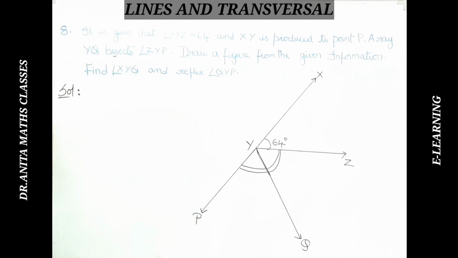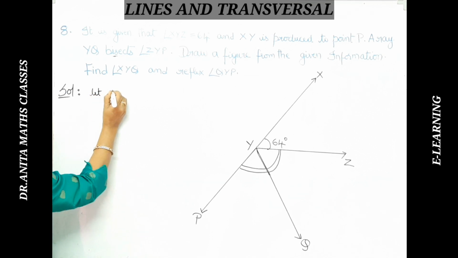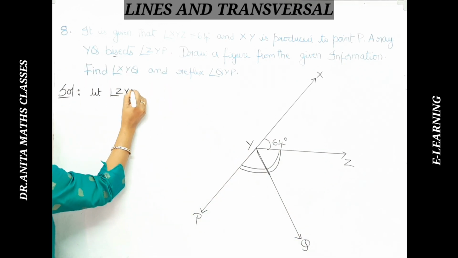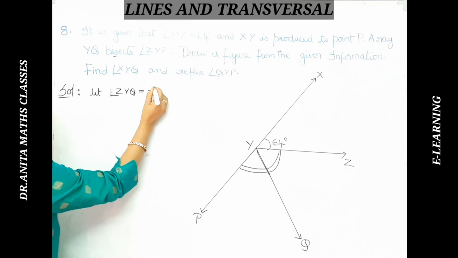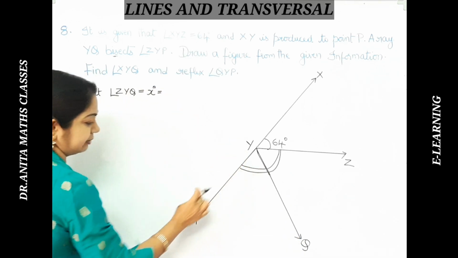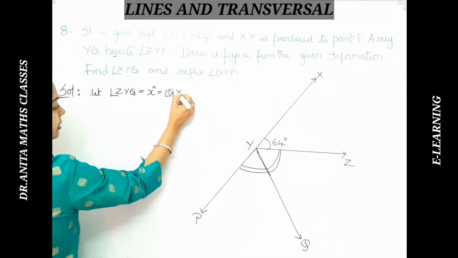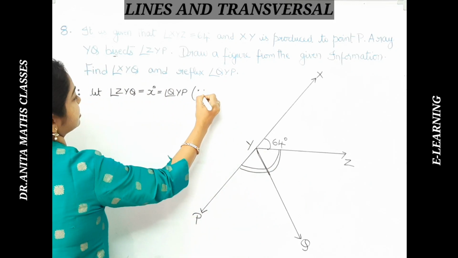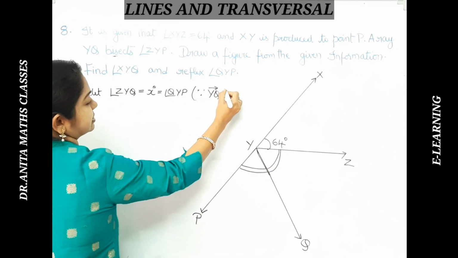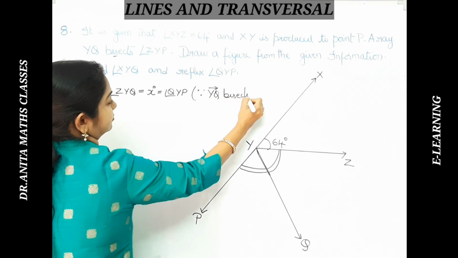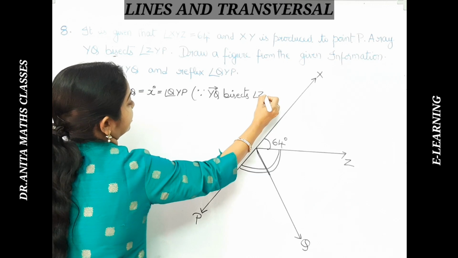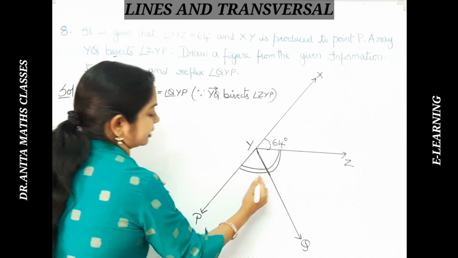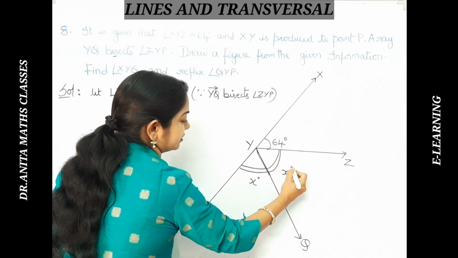We don't know. Let us suppose angle ZYQ equal to x degrees, that is equal to QYP. Okay, angle QYP, because both these two are making equal angles. Since YQ ray bisects angle ZYP, this ray is bisecting, so these two are equal angles. So let me suppose this as x degrees, so this also will become x degrees.